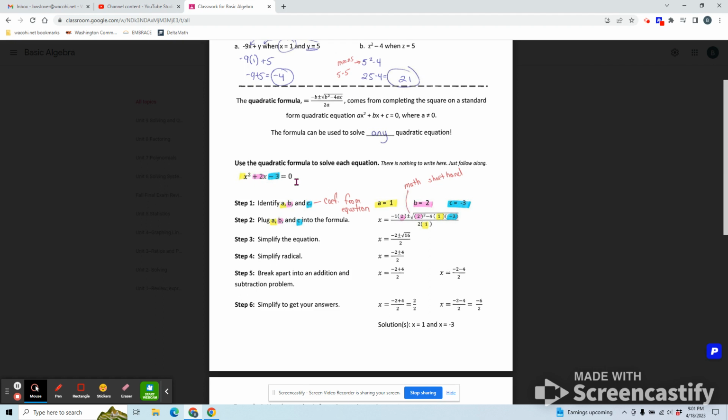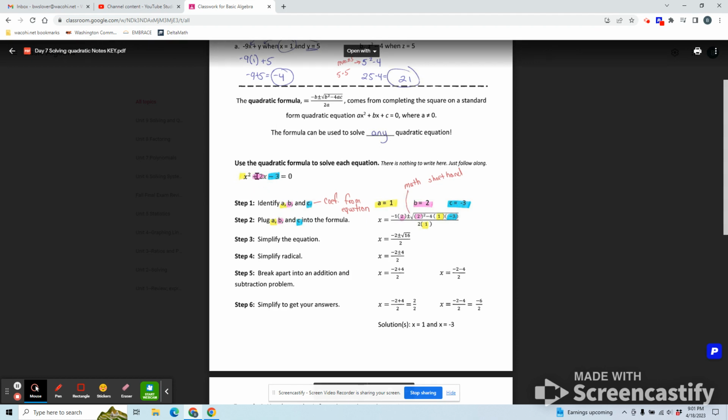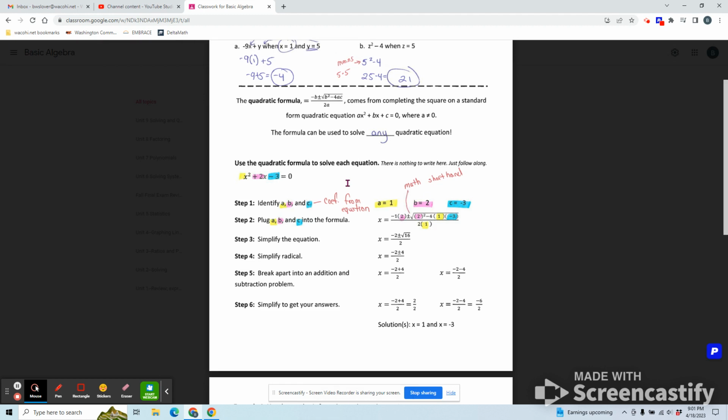Step 1 says identify the a, b, and c. And over here in red, I said those are the coefficients from the equation. So the yellow is all representing the a's that we see throughout the example. The pink is representing the b's. And the blue is representing the c's. Okay. I only color-coded on this one. If you want to color-code on yours, go for it.